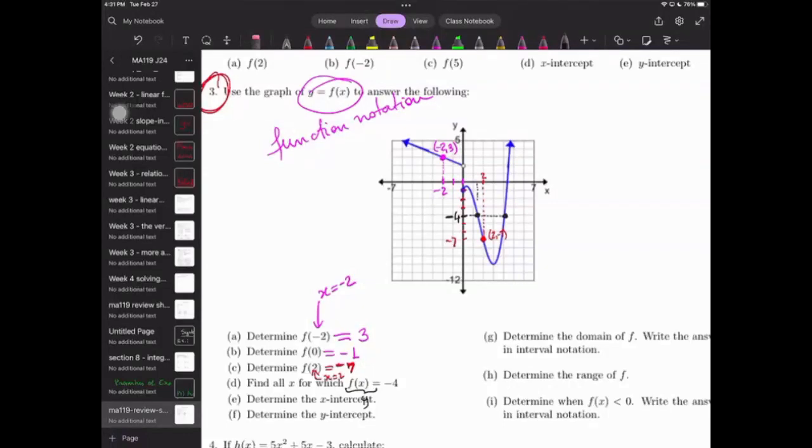The first point on the left, the x value looks like about positive 1.5. And the other one, I'm a little bit off there. 1, 2, 3, 4. It's 4. So for letter D, x is about 1.5 and 4. All right, any questions so far?